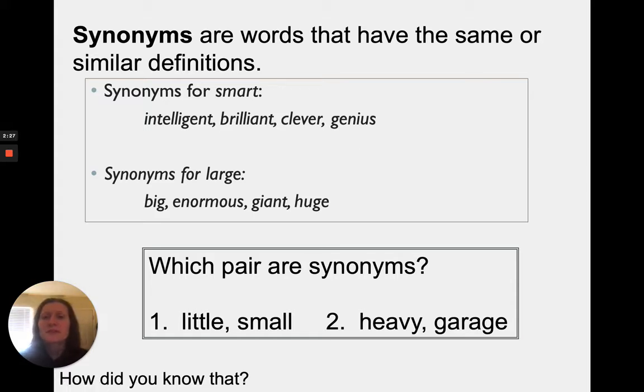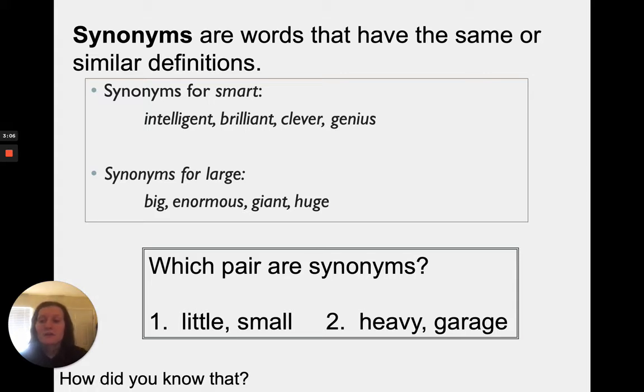So if we had a sentence that said like, the boy is smart, we could also put in the word intelligent and say, the boy is intelligent, the boy is brilliant, the boy is clever, or the boy is genius. And it would still mean the same thing as the word smart. And another example that would be synonyms for large could be big, enormous, giant, huge. So again, if we put these words in the sentence, it would still mean the same thing.